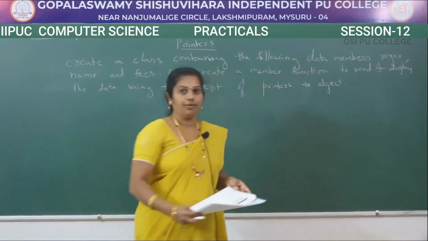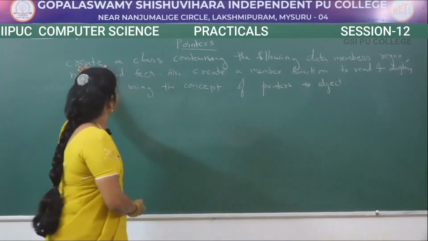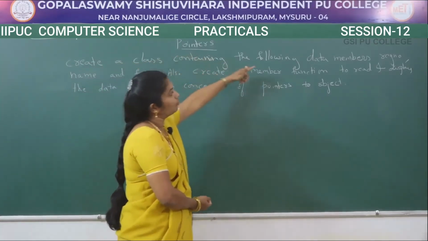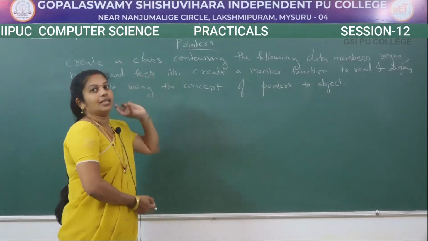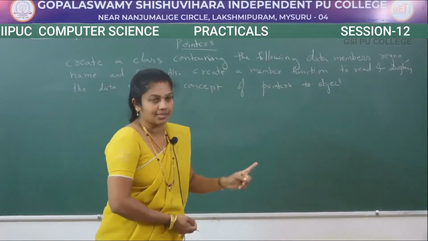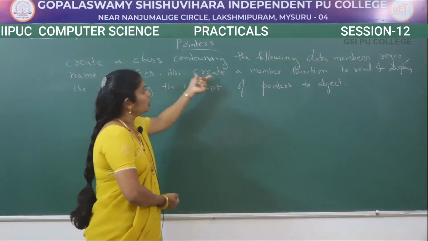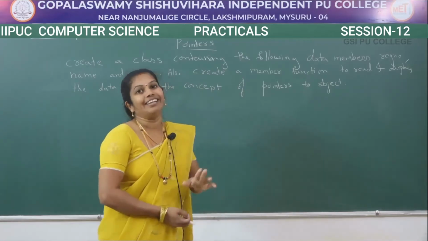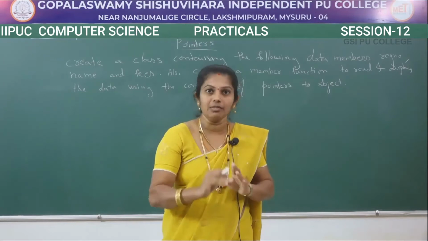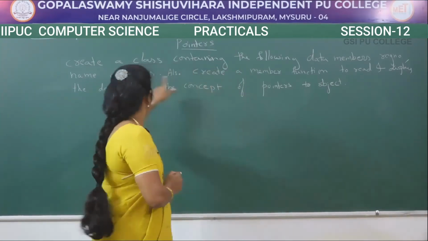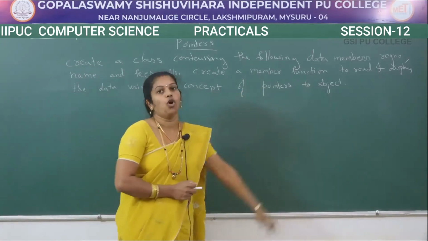Now, all of you listen here. What is the aim of this program? Here, the question is to create a class containing the following data members: register number, name and fees. Three data members are given. Also create a member function to read and display. Here we are not doing any calculation. We only input the values and display the values, using the concept of pointers to object.